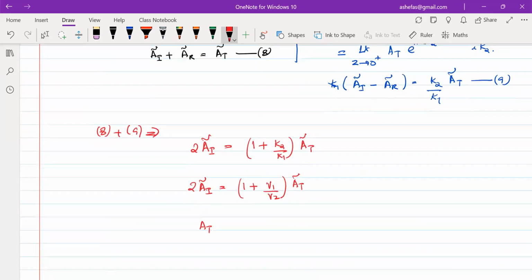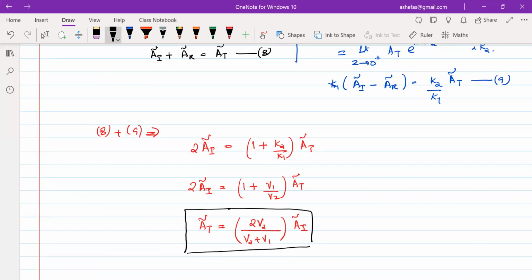or what would be at tilde? So at tilde would be 2 v2 divided by v2 plus v1 times ai tilde. So what we have got is the expression for the transmitted amplitude, the complex transmitted amplitude in terms of the incident complex amplitude. So we can put some other equation number for this, equation number 10.